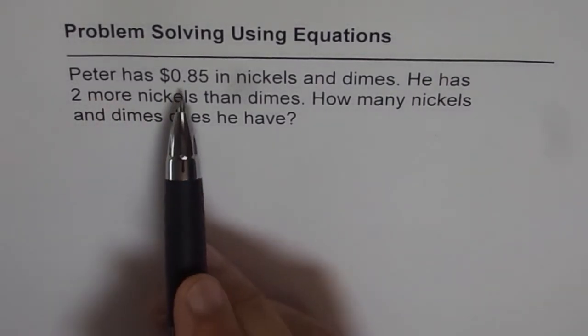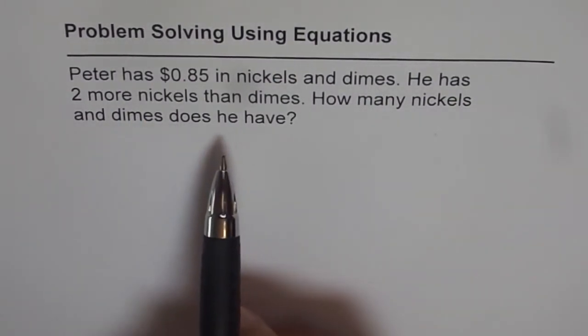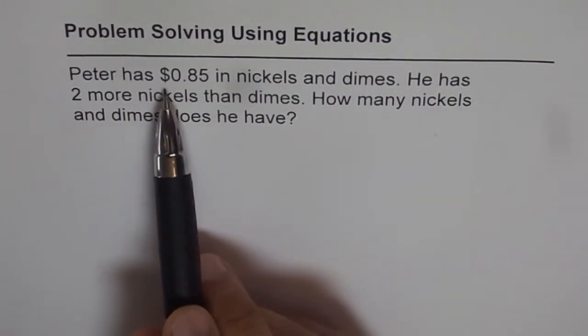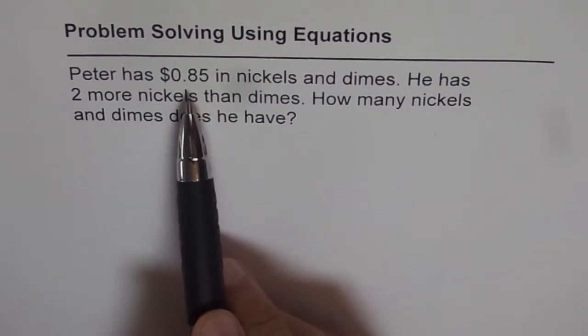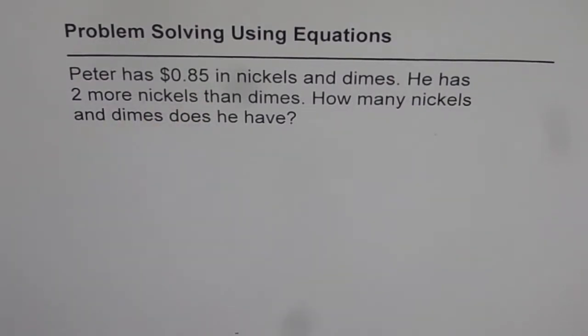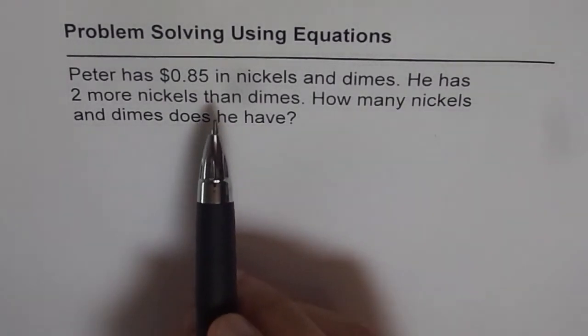Peter has 85 cents in nickels and dimes. Well, in this question, we can use dollars and write decimals, or we could use cents and avoid decimals. So we have both the options. What I will do is use dollars and work with decimals, but what you can do is avoid decimals and work with cents. Okay, now let's go back to the question.